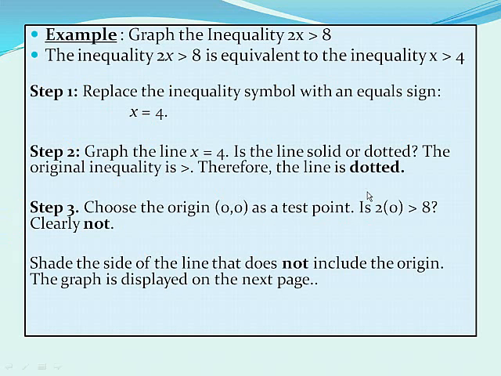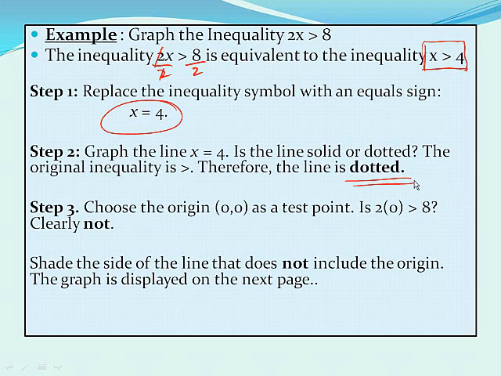Here is another example that we can look at. Graph the inequality 2x greater than 8. The inequality 2x greater than 8 is equivalent to x greater than 4 if we divide by 2. Remember that 2 is a positive number, so the inequality direction is the same. So it is the same as the inequality x greater than 4. So this will be the boundary line. The inequality is strict, so we need to use the dotted line or the dashed line for the boundary line.